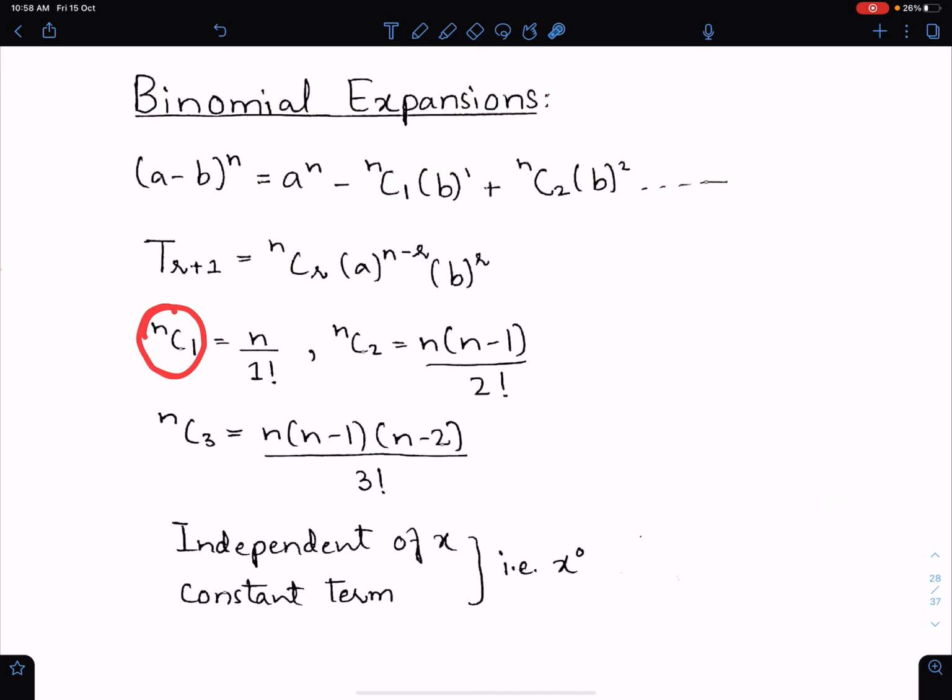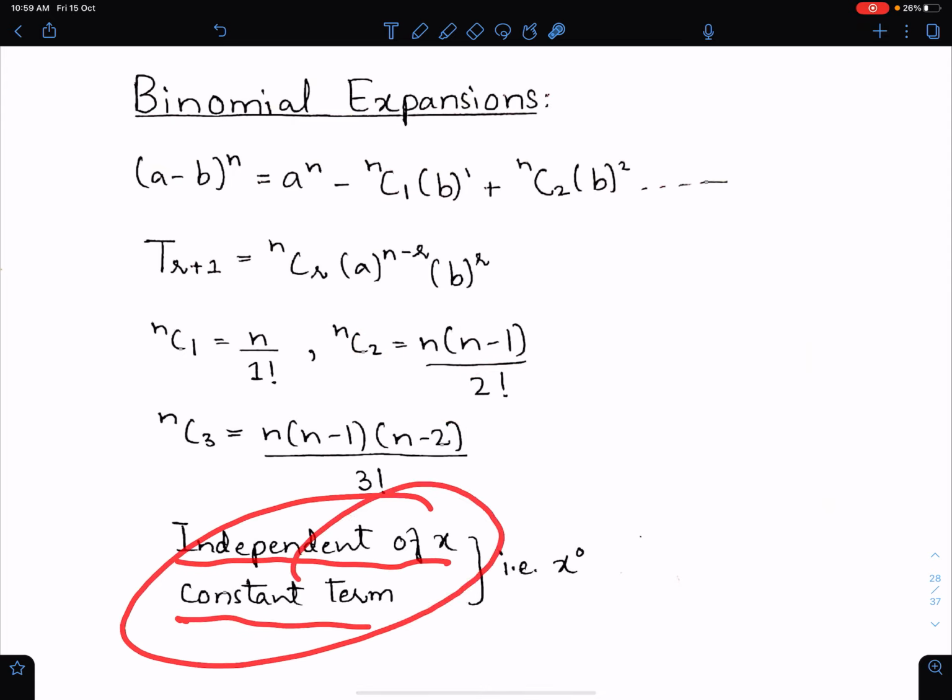And NC1 is n upon 1 factorial, NC2 is n minus 1 over 2 factorial, NC3 is this. Because we have 3 here, so 3 factorial here. And we have 3 terms in numerator in descending order. This is 1, so 1 factorial and 1 term in numerator. 2, so 2 factorial and 2 terms in numerator. Independent of x or constant term, they both mean x power 0.